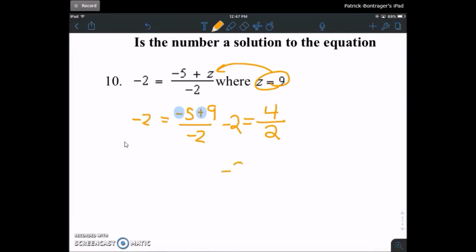So does -2 equal 2? Well, no. One is negative and one is positive. So this would not be a solution. So z equals 9 is not a solution.